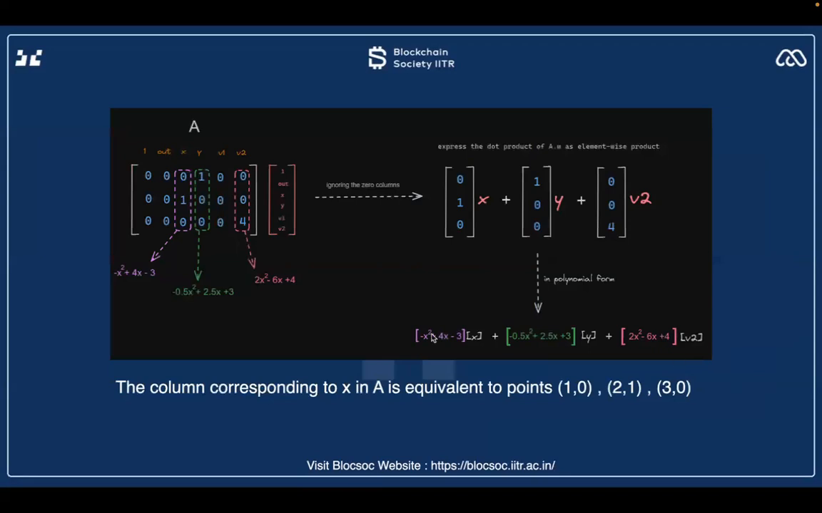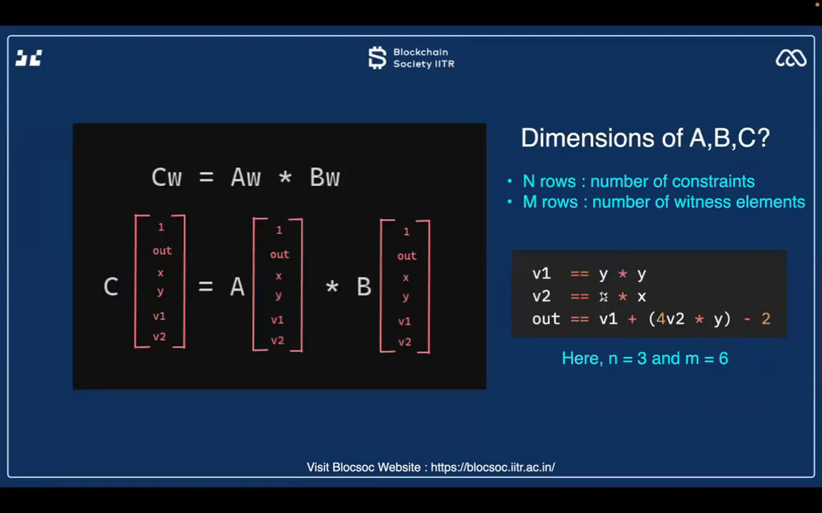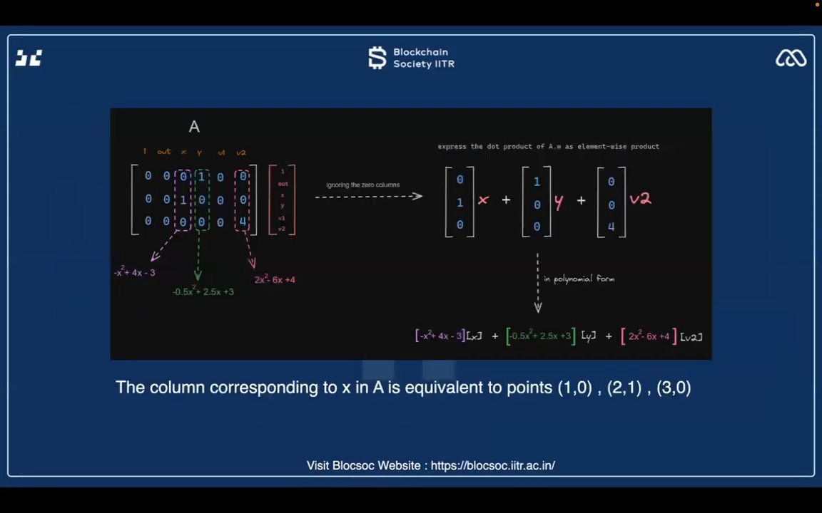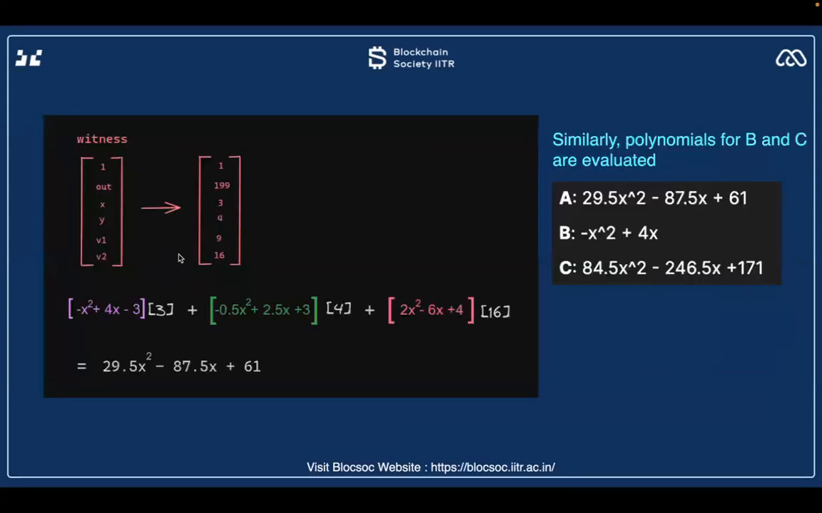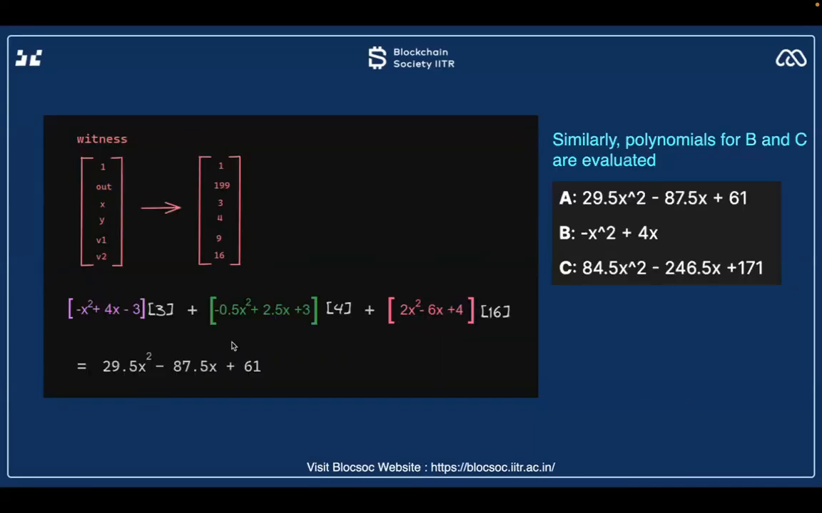with the R1CS. Similarly, if you put x = 2 in this equation, you will get the final expression equal to x. This is the witness vector that only the prover has. He will substitute the values of x, y, and v2 in this and generate a final expression for the matrix A. Similarly, this operation is applied on matrices B and C, and you will finally get 3 polynomials: A, B, and C.